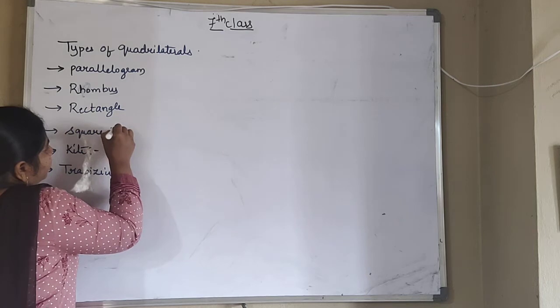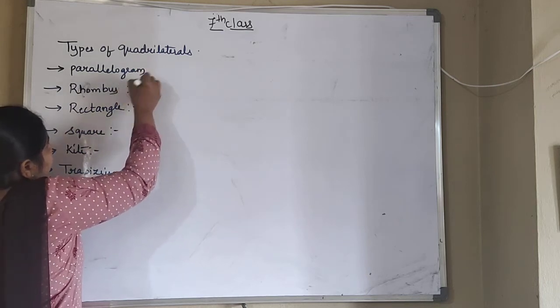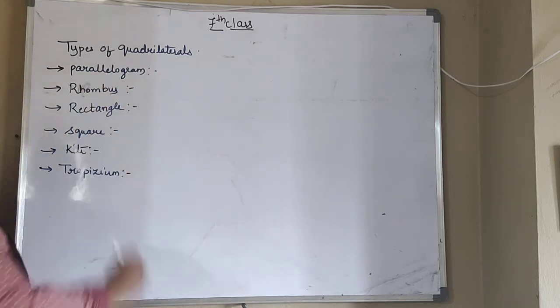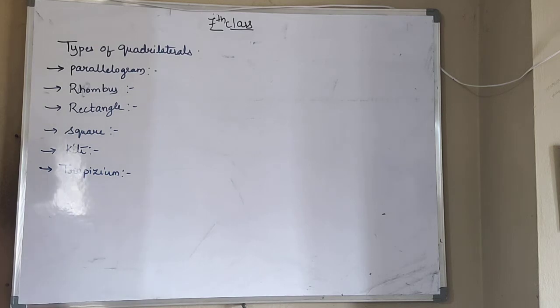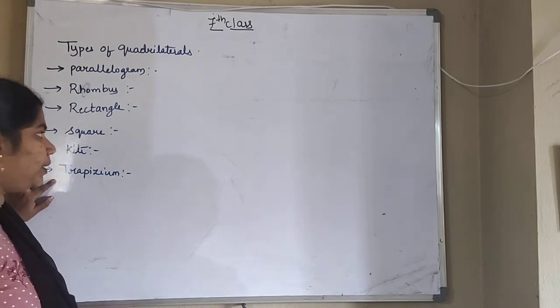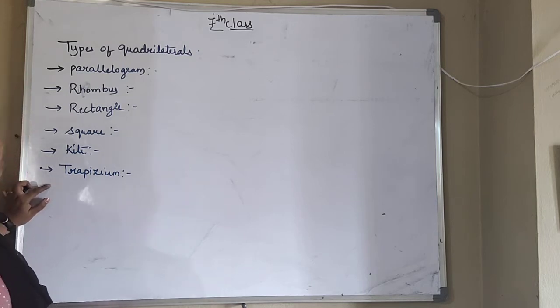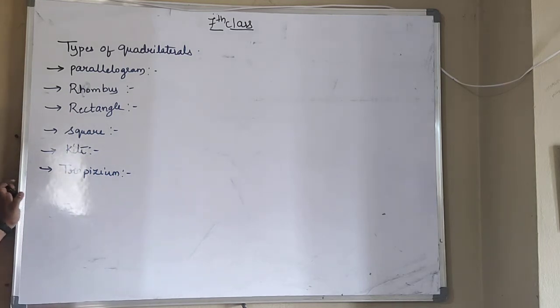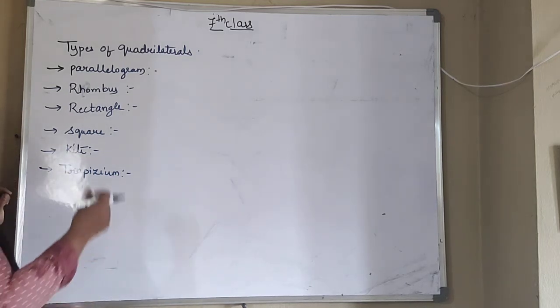So how many different types of quadrilaterals are there? Total 6 types of quadrilaterals. So in this, first one is parallelogram, second one is rhombus, third one is rectangle, fourth one is square, fifth one is kite, and last one is trapezium. And what are the properties?